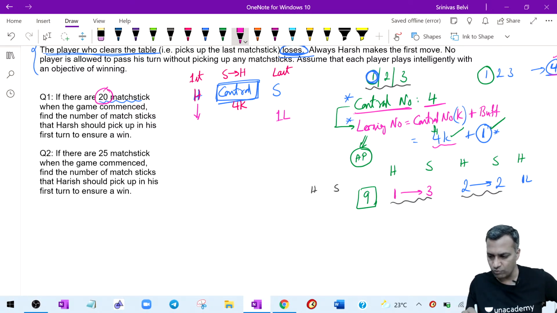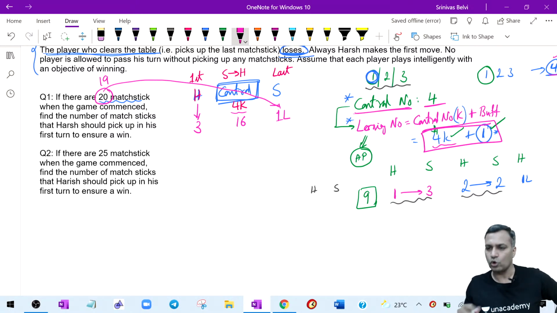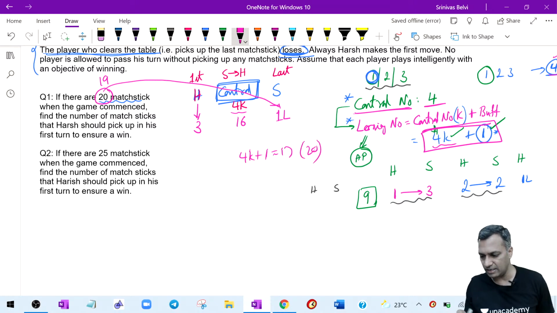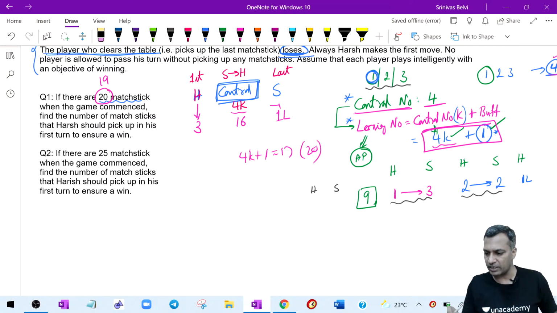Out of this 20, 1 is required for this particular stage. Therefore, 19 are left. Out of 19, 4K is nothing but 16. Therefore, how much does he have to get here? 3. In other words, all of you already know the losing number. Losing number is 4K plus 1. The closest value of 4K plus 1 to 20 is 17. Therefore, you say that Harsh should pick 3 there. Why? If I want to visualize this particular game, how do you visualize it?